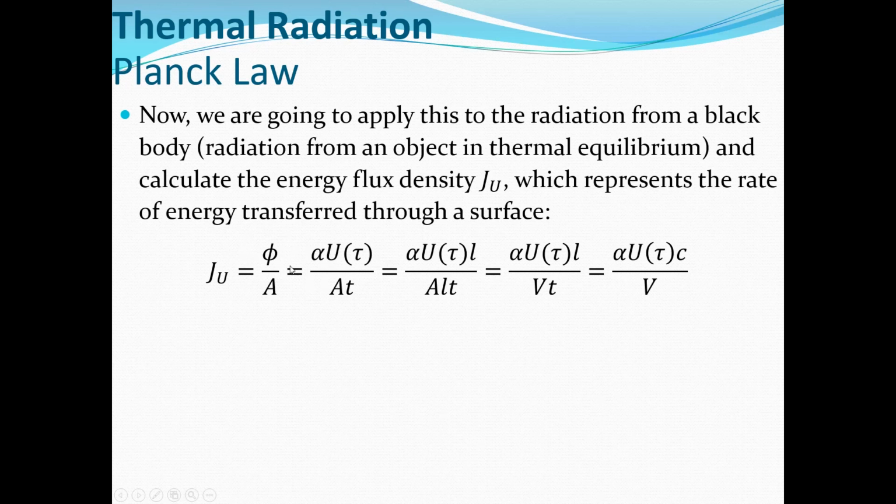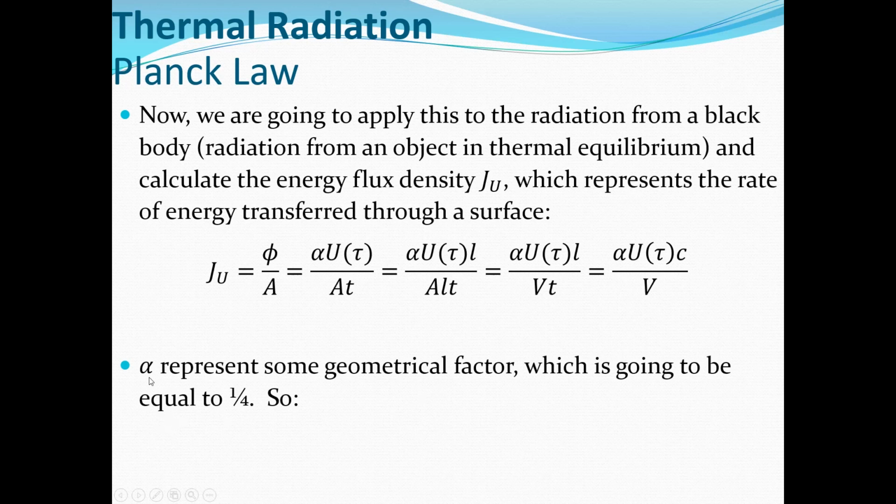We can replace the energy flux with a term of alpha times u. Again, we can take it one step at a time. We can include an L term on both the numerator and the denominator. That way, this replaces with a V. This L over T can actually be replaced with C, like that. And so here we end up having the energy flux density now being related to this stuff.